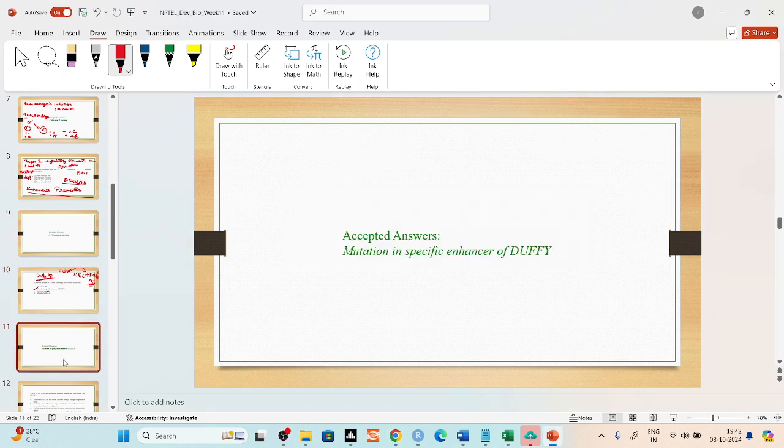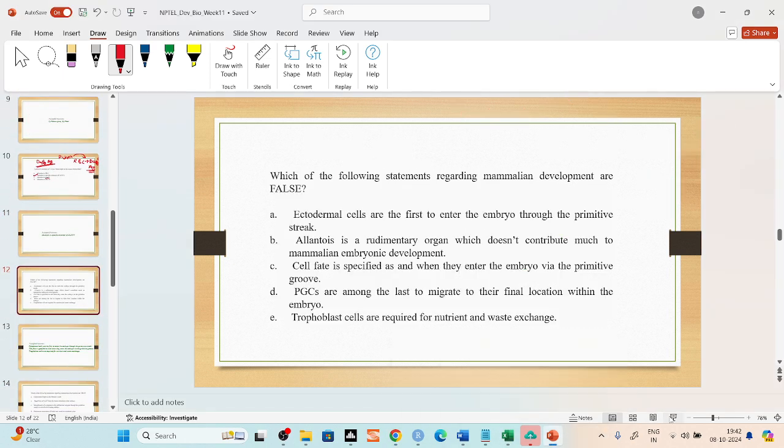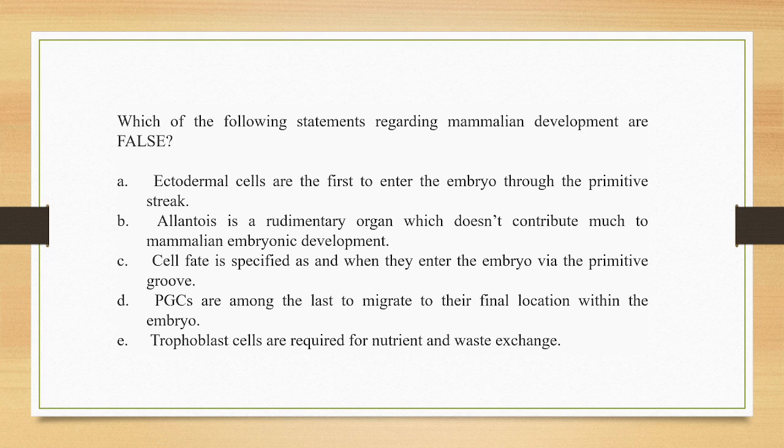Okay, now we come to the next question. Which of the following statements regarding mammalian development are false? First, ectodermal cells are the first to enter the embryo through the primitive streak. Second, allantois is a rudimentary organ which doesn't contribute much to mammalian embryonic development. C, cell fate is specified as and when they enter the embryo via the primitive groove. D, PGCs are among the last to migrate to their final location within the embryo. And E, trophoblast cells are required for nutrient and waste exchange.